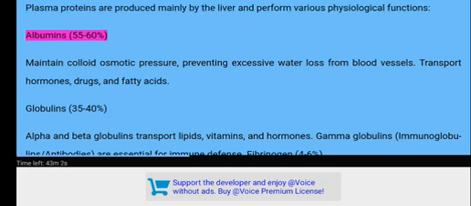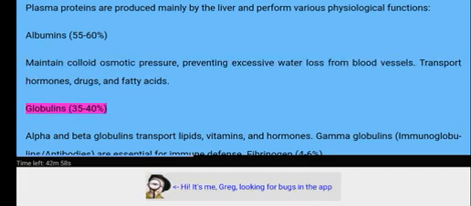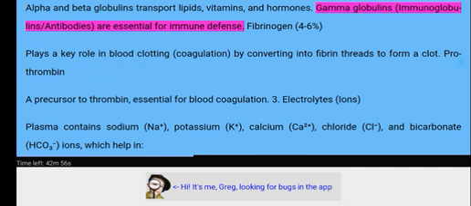Albumins 55-60%. Maintain colloid osmotic pressure, preventing excessive water loss from blood vessels. Transport hormones, drugs, and fatty acids. Globulins 35-40%. Alpha and beta globulins transport lipids, vitamins, and hormones. Gamma globulins, immunoglobulins, antibodies are essential for immune defense.